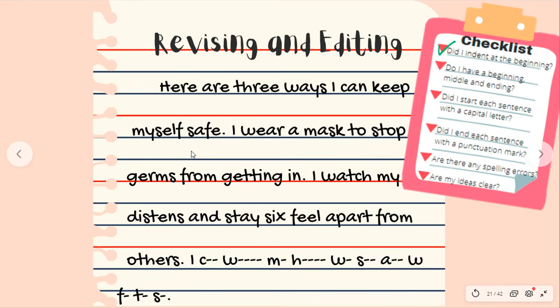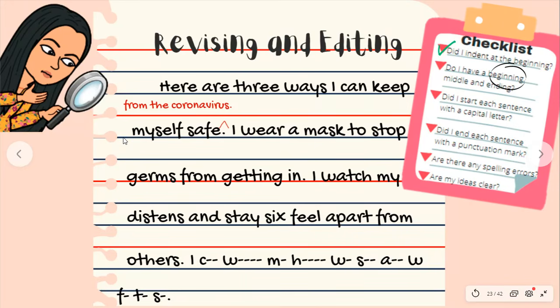Now, when I look at this sentence, or when I look at my main idea, it's not too clear. A reader might wonder, what am I trying to keep myself safe from? So it's important to make that clear. So I revised it and I added that part to my main idea. Now that I have that added to my main idea, I want to reread it again. Here are 3 ways I can keep myself safe from the coronavirus.